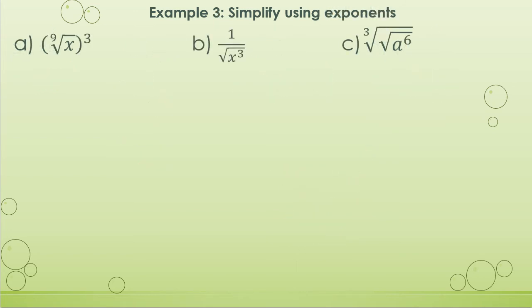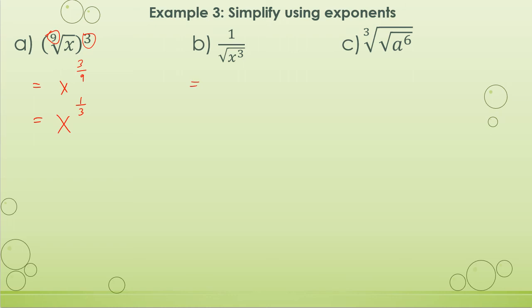Example 3, we're going to do the opposite. Now we're going to simplify using exponents. Well, just working backwards. My base is x. Whatever my index was, which in this case was 9, is going to be the denominator. Whatever this exponent was outside is the numerator. Simplify where you can. 3 over 9 is 1/3. So this is x to the 1/3.